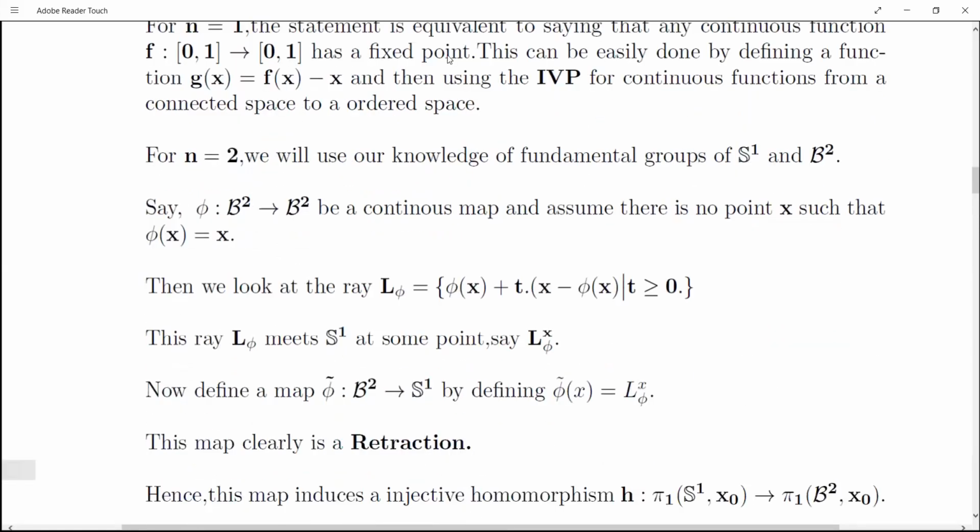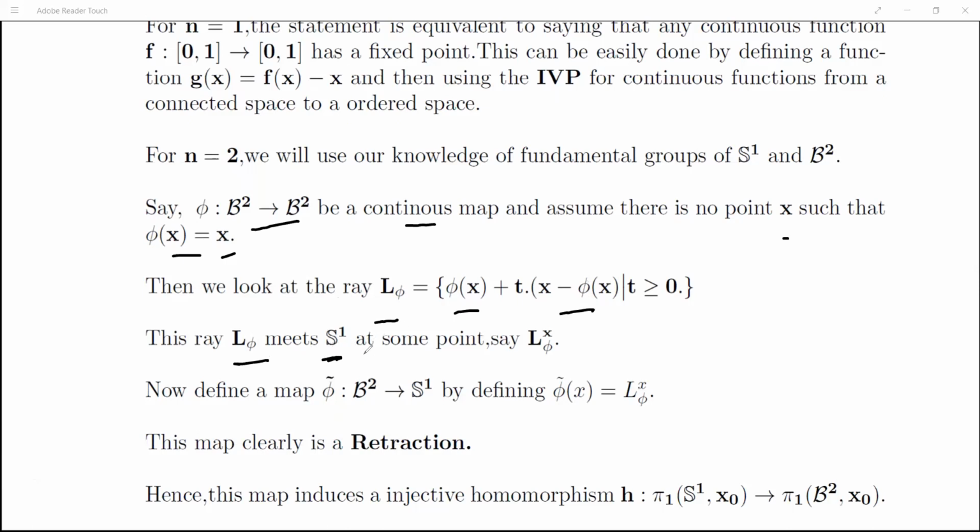So this is what I have written. Suppose phi is a map from B2 to B2. It's a continuous map, and assume there is no fixed point x, that is, there is no point x so that phi x equals x. And then you look at the ray joining phi x and x, and suppose this ray meets your S1, that is your boundary of the closed disk, that is just the circle.